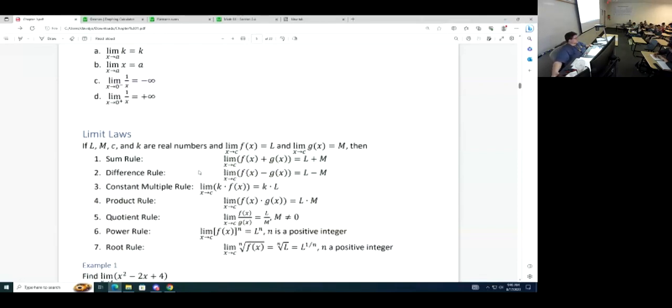You do the quotient rule, you're dividing. We've got f of x divided by g of x. Well, f of x's limit was L and g of x's limit was M. So we can just do the outcome as L divided by M. We do have the caveat that M can't equal 0.